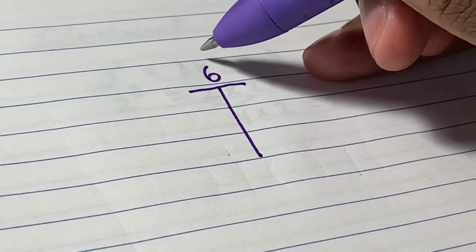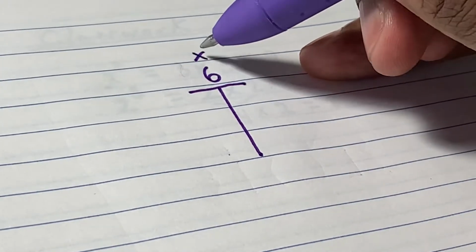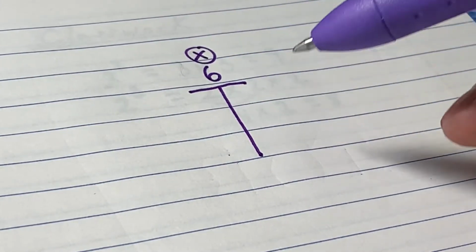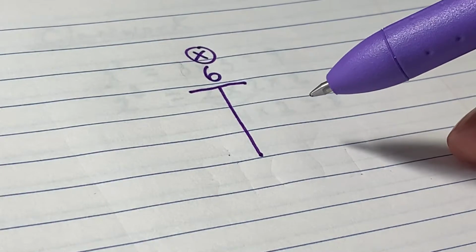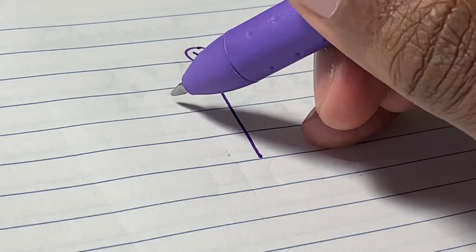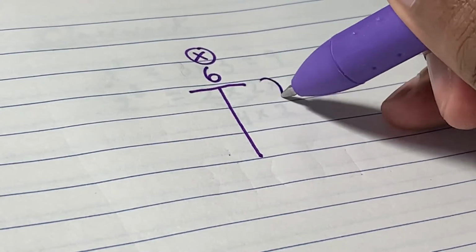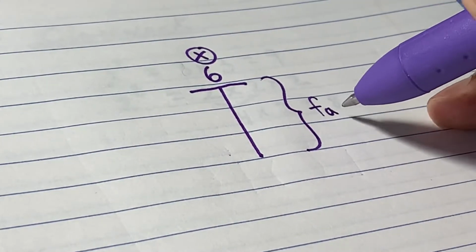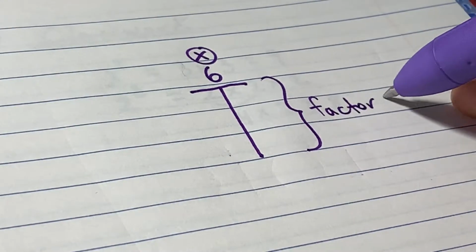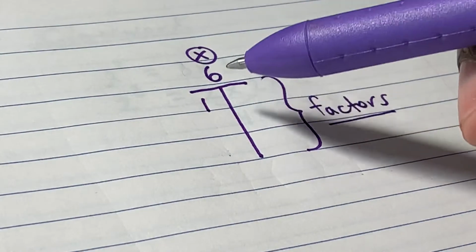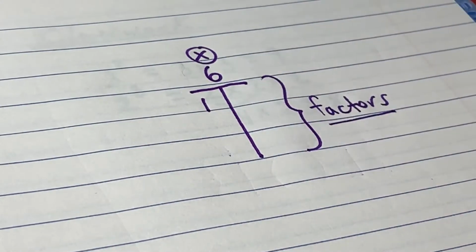All right, so I'm going to put a little multiplication x right here because I want to list all of the factors of 6, the numbers that multiply to give me 6, right? So that's what I'm doing. And whenever I list factors, I'm starting with the number 1. So 1 times what gives me 6?